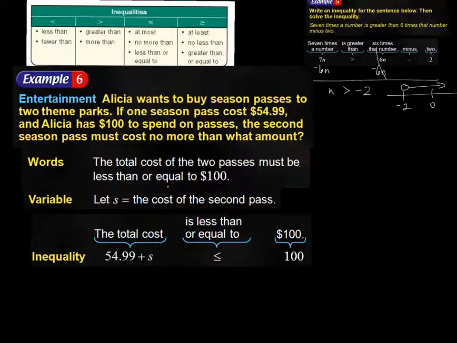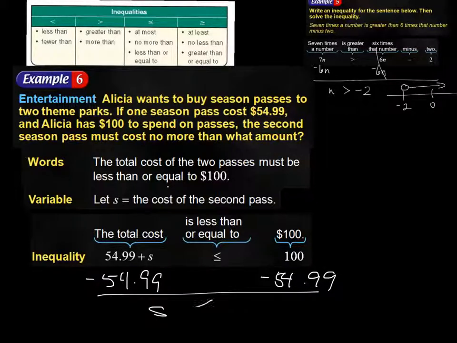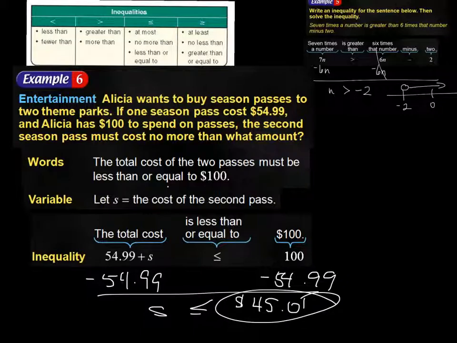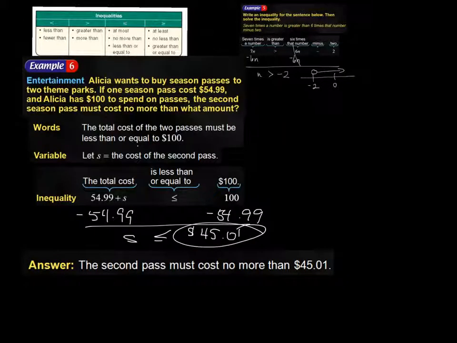So if we have the total cost is $54.99 plus S is less than or equal to $100, all we have to do to solve is subtract $54.99 from both sides of the equation. And I get S is less than or equal to $45.01. I think these are old prices. What do you think? So her second pass can't cost any more than $45.01.